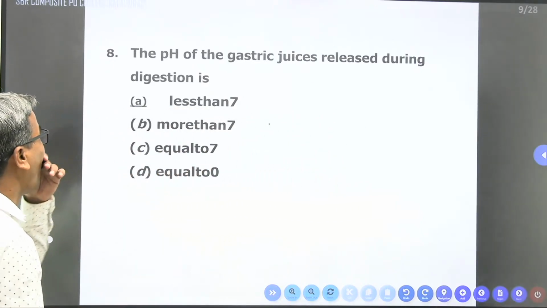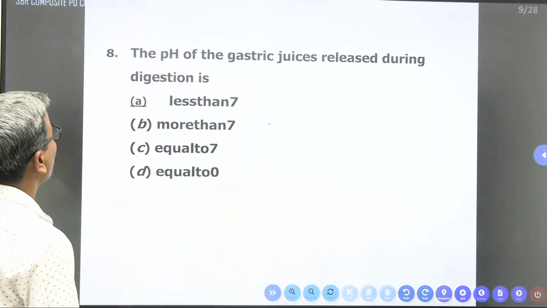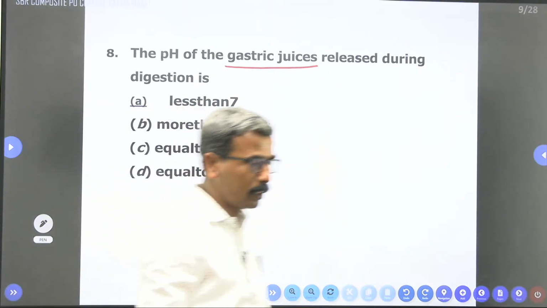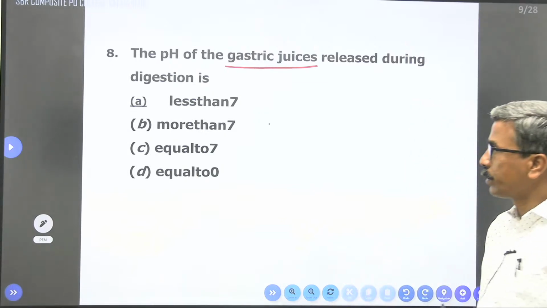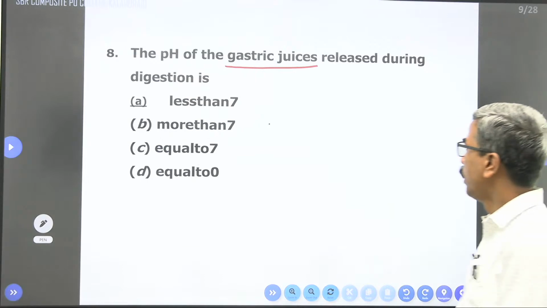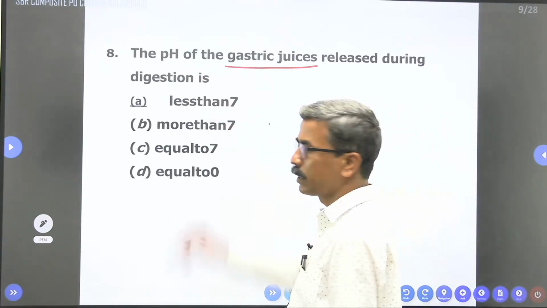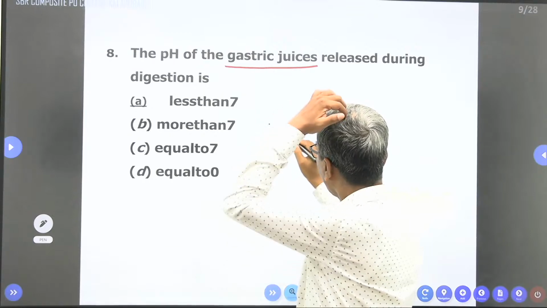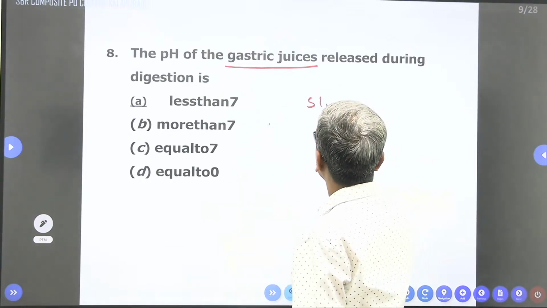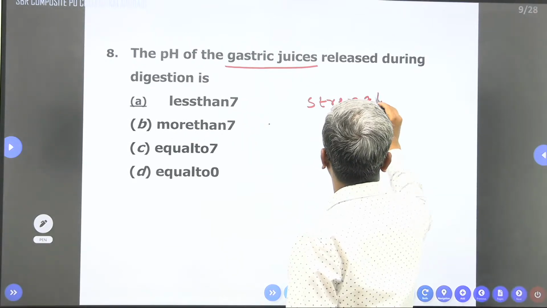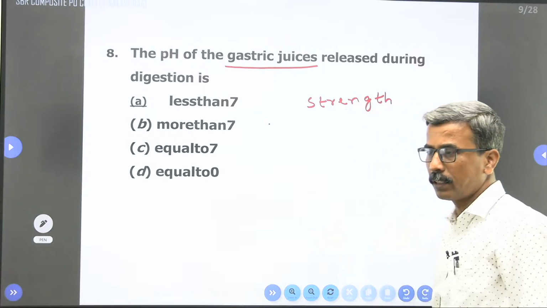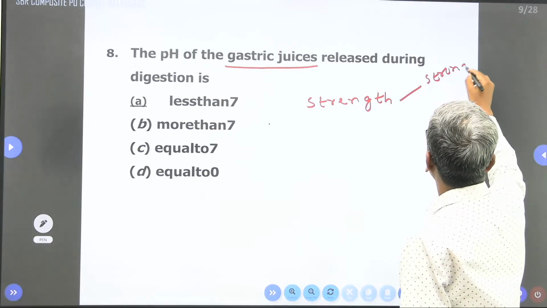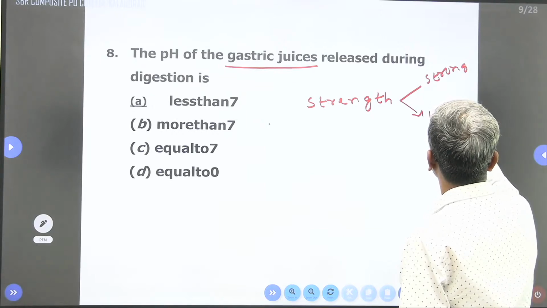Question number 8. Now the statement of the question is: gastric juice, which is found in your stomach, what is the pH? How much pH is it going to have? So that is the question. Before discussing the correct answer, let me go to how we find out the strength of acids. All acids do not have the same strength. Some of them are strong acids, and some of them are weak acids.